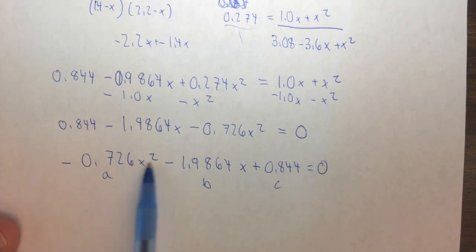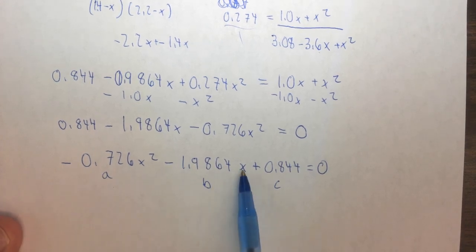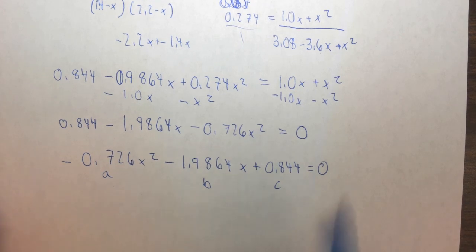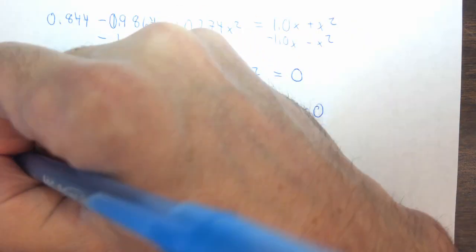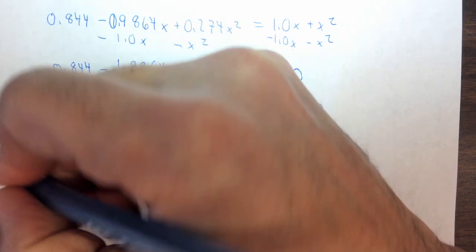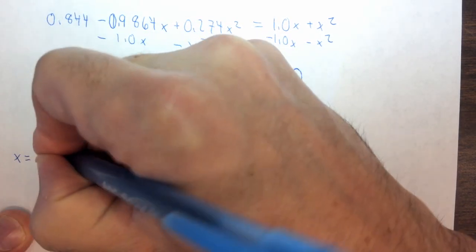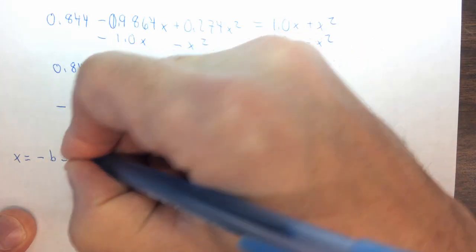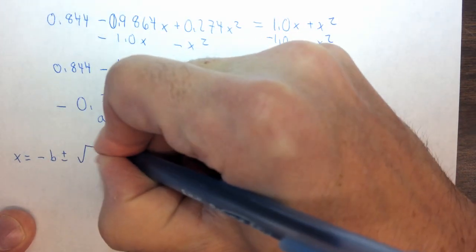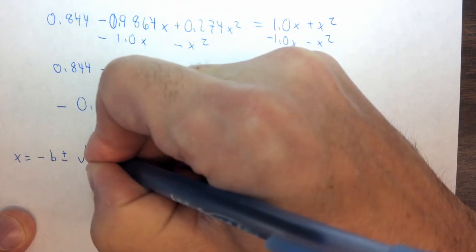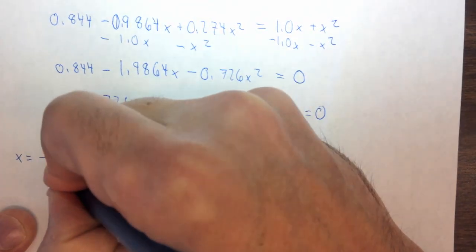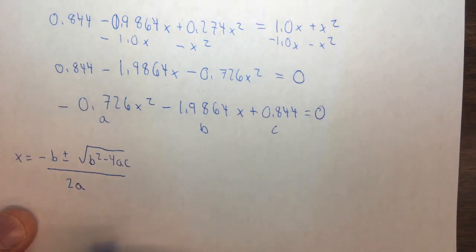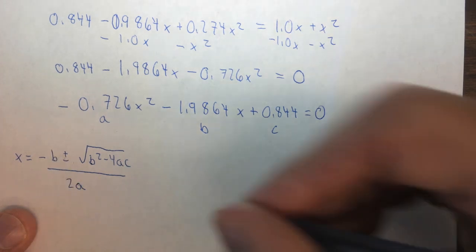So again, ax squared plus bx plus c, and I can use the quadratic equation to solve this. So the quadratic equation is x equals negative b plus or minus square root of b squared minus 4ac all over 2a. And we're going to get two answers. We're going to get the answer when we add, and we're going to get the answer when we subtract.